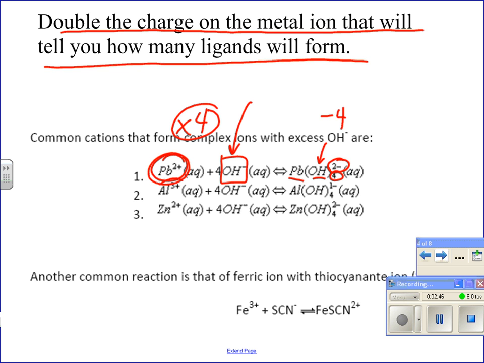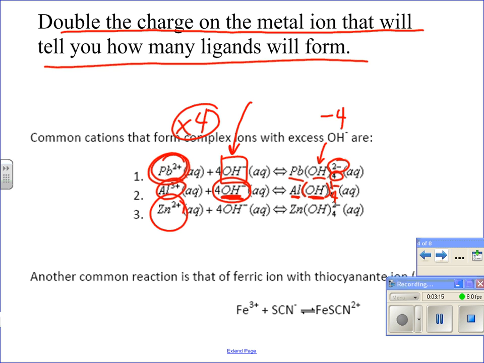Aluminum's the only one that's kind of a weirdo. Aluminum, when it reacts with hydroxide, forms 4. You have 4 OHs surround aluminum. So you have concentrated OH or excess hydroxide added. They're going to react, and 4 of those, you're going to get Al(OH)4. That's going to cause a charge of -4 from the OH. Aluminum's +3. The overall charge of the ion is -1.